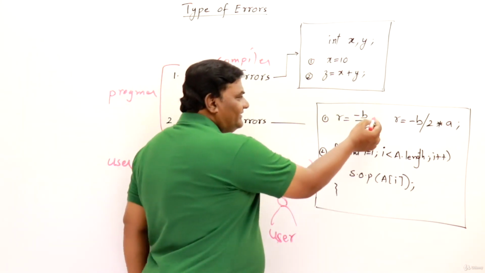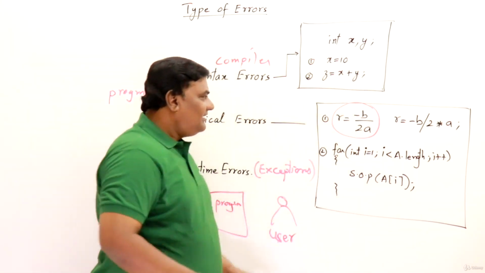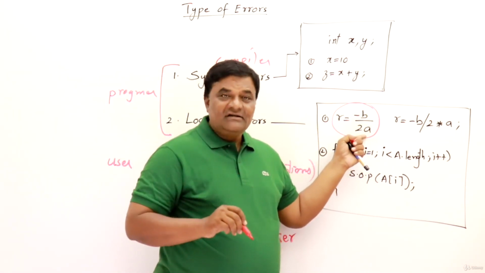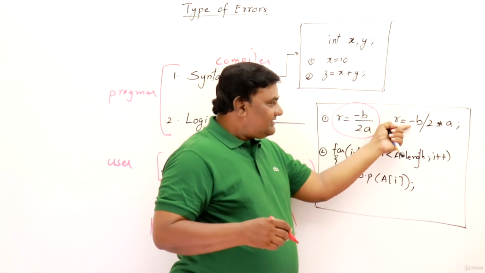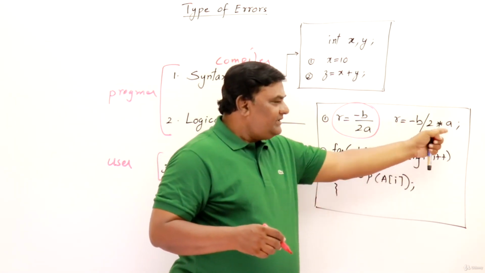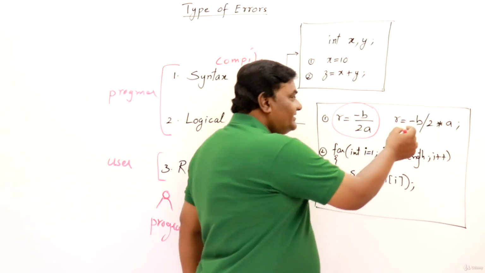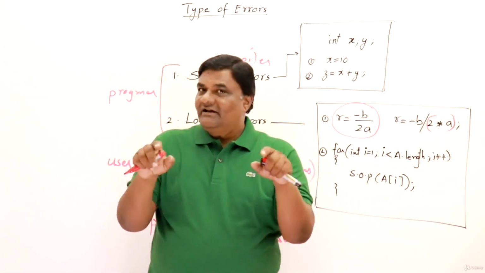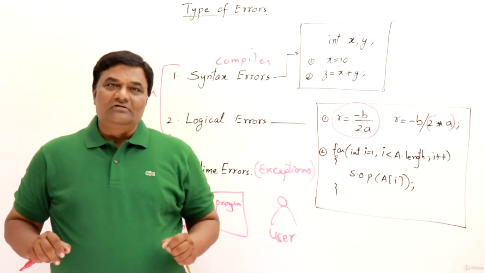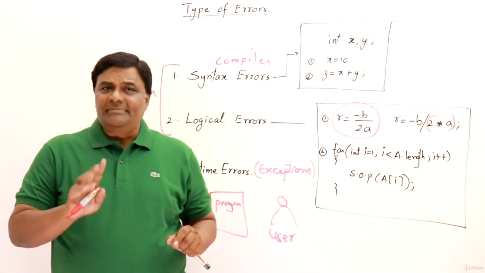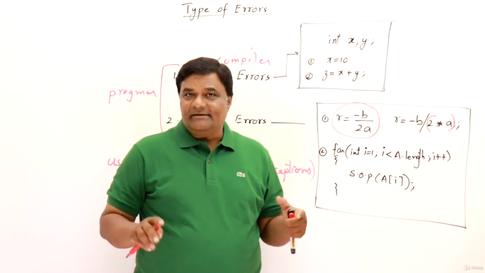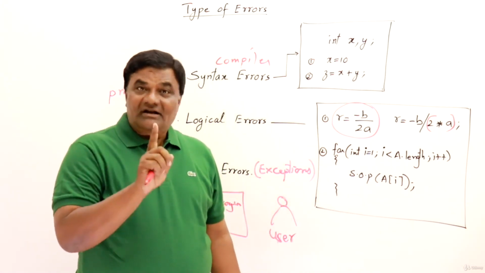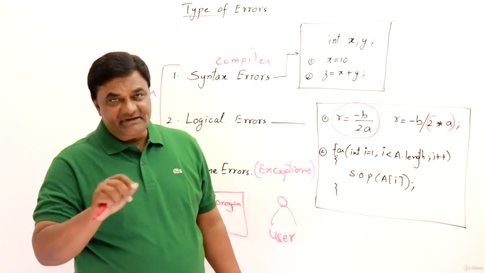Suppose I want to write a formula. This is a mathematical formula, r = -b / (2a). This is an example of a logical error. But the programmer typed r = -b / 2 * a. This is wrong. This must be enclosed in brackets, otherwise it gives a wrong result. So if the programmer has not enclosed it, the result will be wrong. Syntactically it's correct. The compiler will not say that you have not given brackets, because the compiler doesn't know what you're writing. So this is a logical error. The program runs but doesn't give the expected result.